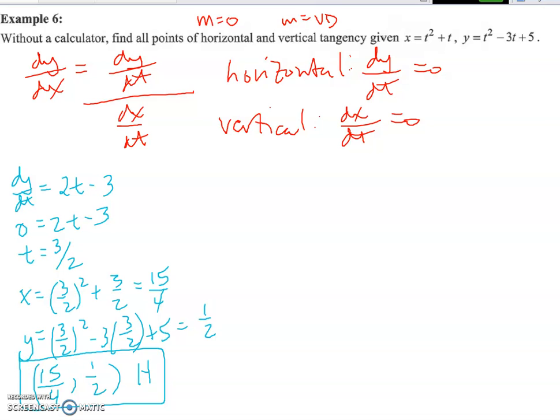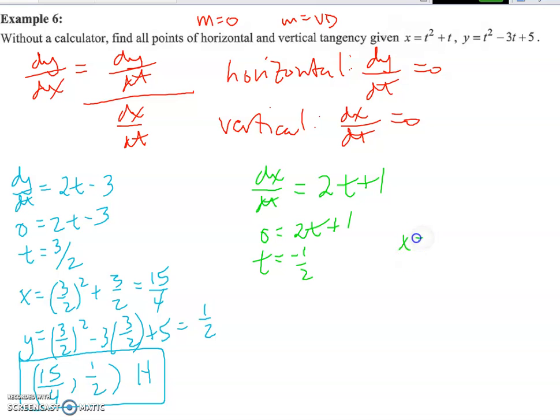Now we're going to go through all the same steps, just with dx dt equaling 0. So I'm going to find dx dt, which is equal to 2t plus 1. We're going to set that equal to 0. Don't forget that we need to see that step where you're setting it equal to 0 on your paper. So we get t equaling negative 1/2. We're going to take negative 1/2 and plug into both the x and the y equations.